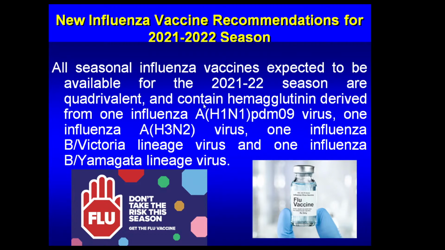So they will contain hemagglutinins derived from one influenza A H1N1 virus of a particular strain, then one from H3N2 of a particular virus, and two hemagglutinins from B strains of the virus, of two distinct lineages, Victoria and Yamagata. And then please don't take the risk this season and get the flu vaccine, as I did already.